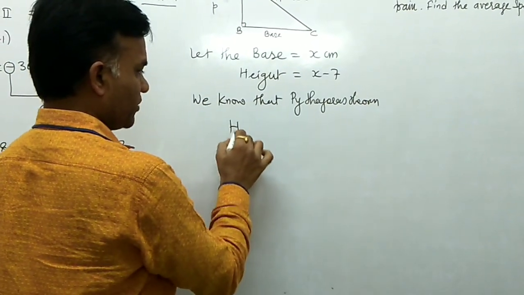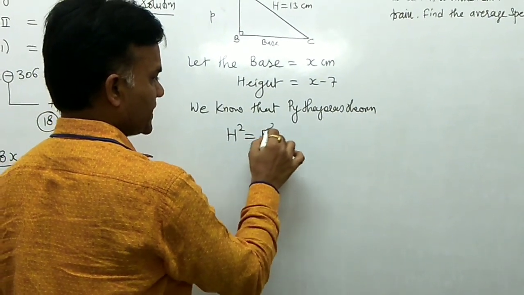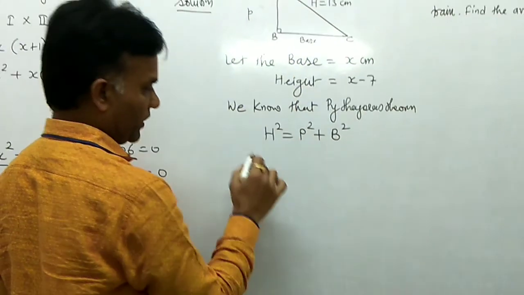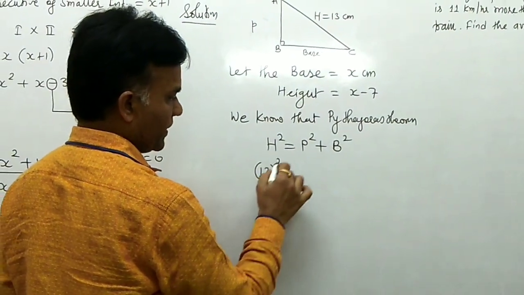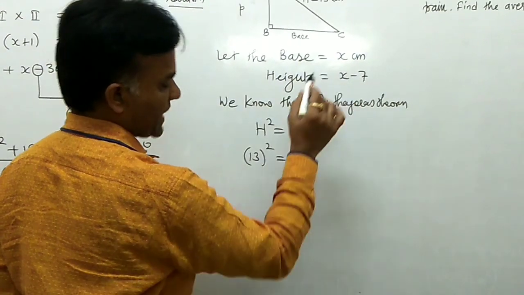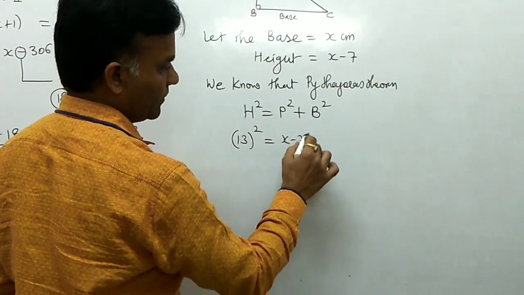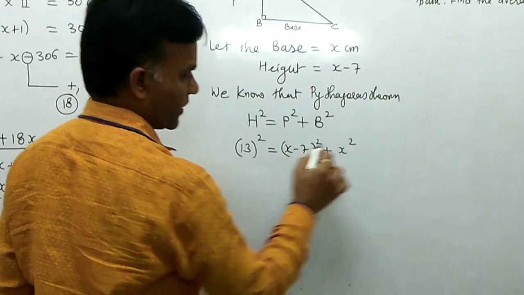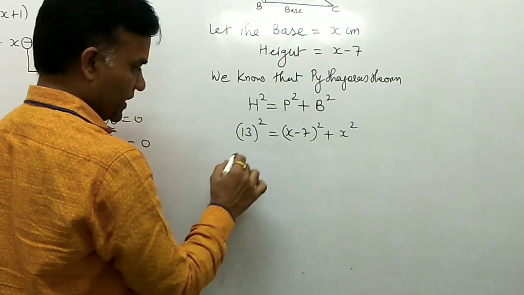So first here we write down the theorem: h square equal to p square plus b square. Hypotenuse, very directly we know, is 13 whole square. Perpendicular, it means height, is x minus 7. And now base also we know here, x square.